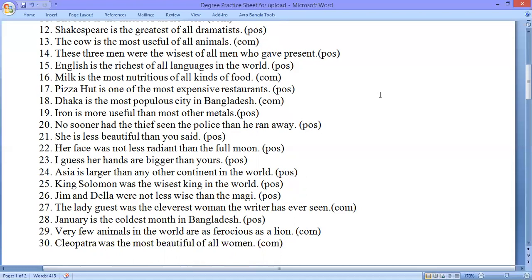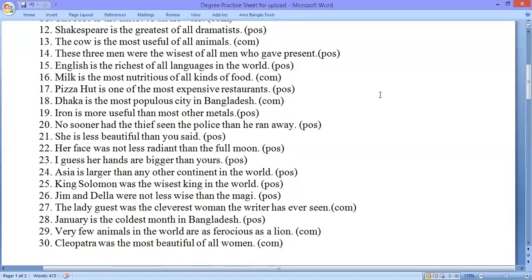We need to remember that the positive form of most populous is only populous, and the comparative form is more populous, and the superlative form is most populous. But there are some students who think that the positive form of the most populous is popular. So if you write like this, then it will be wrong.